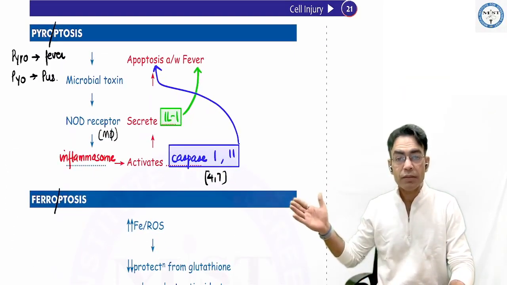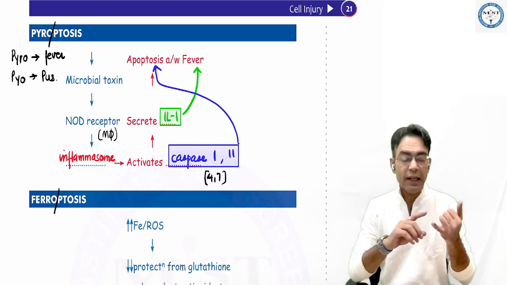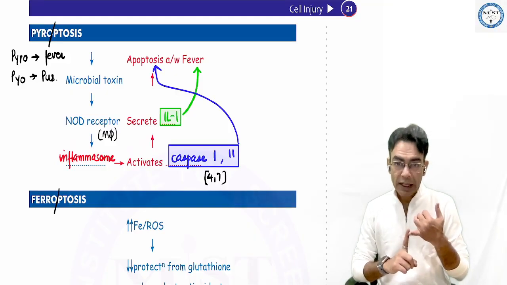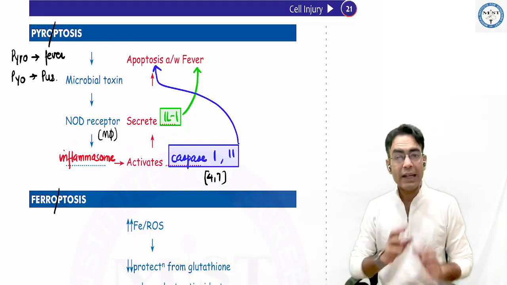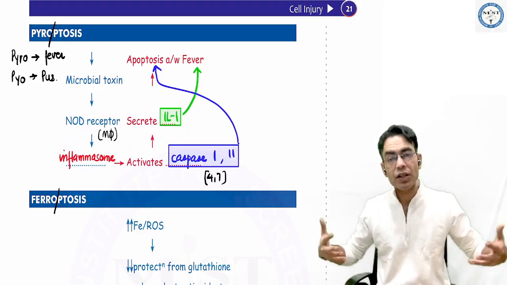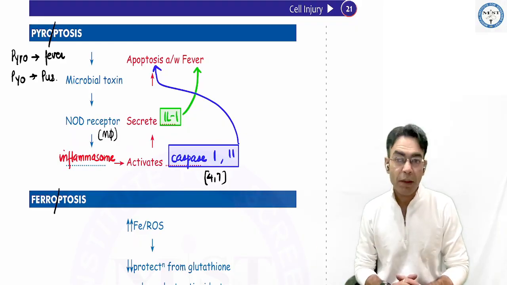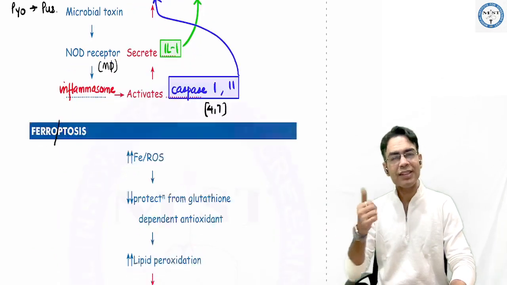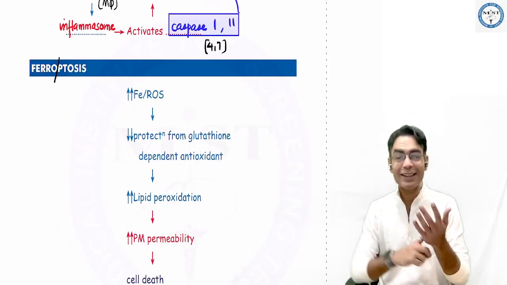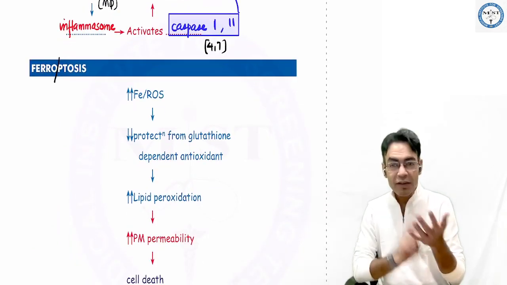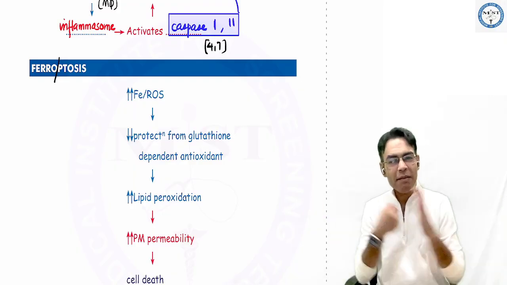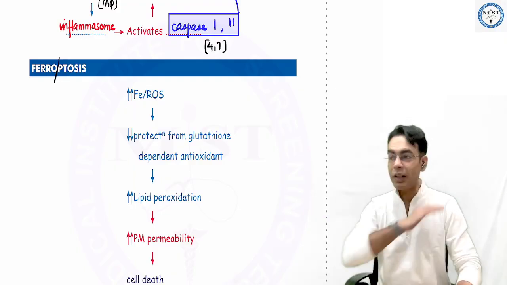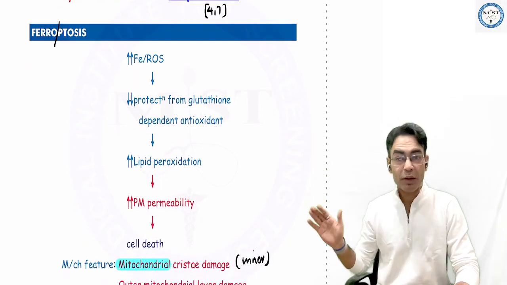In pyroptosis, we know that there will be activation of caspases 1 and 11 plus interleukin 1. Interleukin 1 is the interleukin for fever, and caspases 1 and 11 will cause apoptosis, and together they are called pyroptosis. Ferroptosis, this we also know: more iron, more free radicals. And once the free radicals are there, they are single and ready to mingle. They are going to damage everything. They will damage the phospholipid membranes and all.